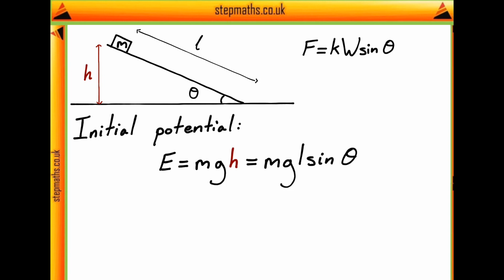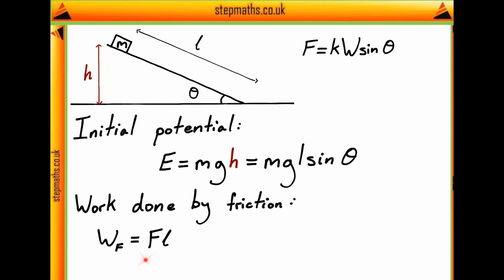So actually the next step is going to be to find the work done by our frictional force. So how is it that we find work done by a force? Well, the work done by a force is just equal to the magnitude of the force multiplied by the distance the force acts along, which in this case is just going to be L, the distance along our slope.